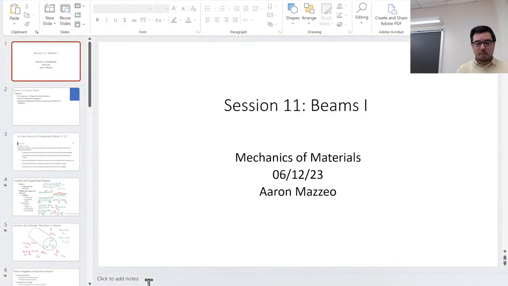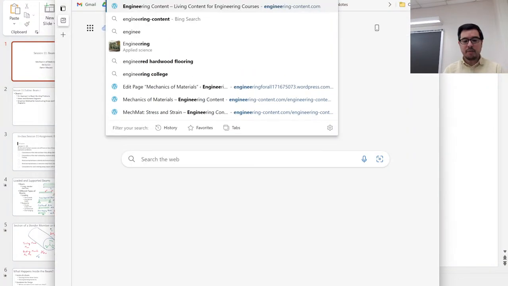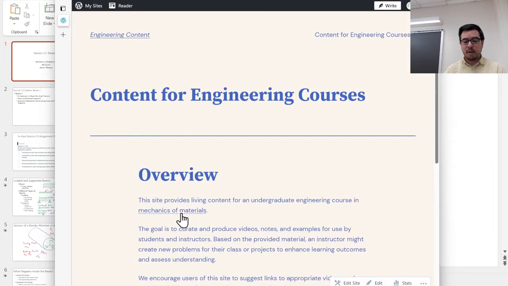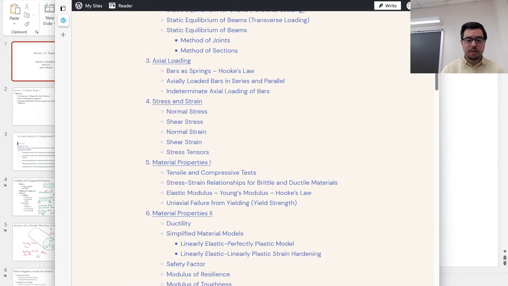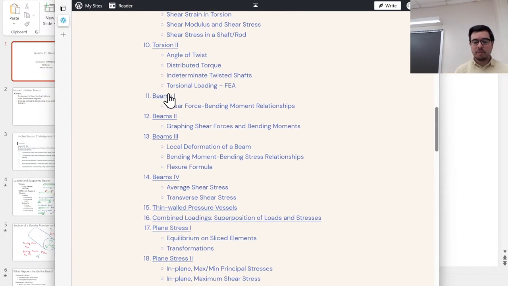session 11 and 12, and if we go to the syllabus quickly, the next few sessions are going to be covering beam bending. So we'll be getting into beam bending for 1, 2, 3, 4 sessions. So today 1 and 2 are combined, and the assignments associated with what we cover today will be due on Wednesday, so after the exam. The exam goes up to session 10? Right, the exam goes through session 10.